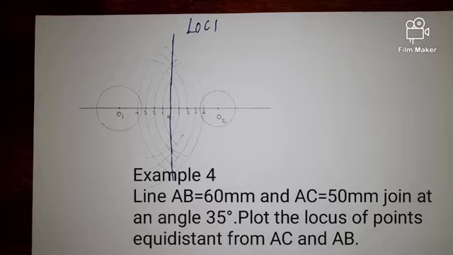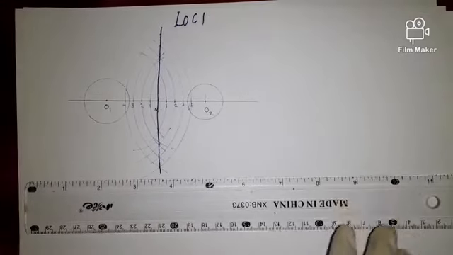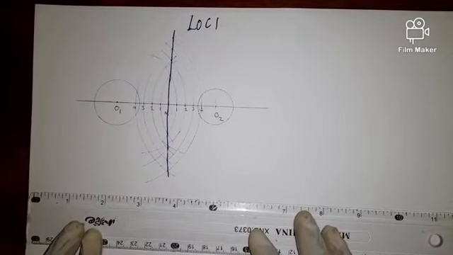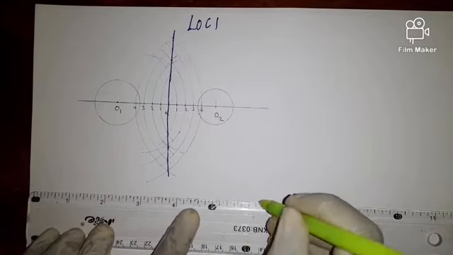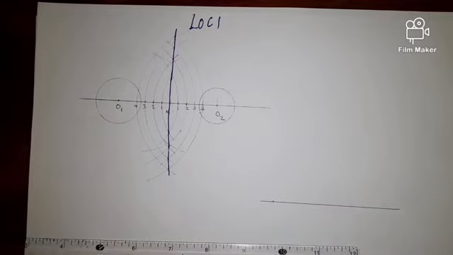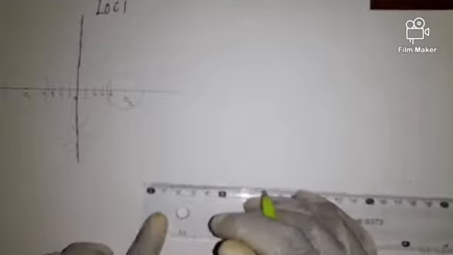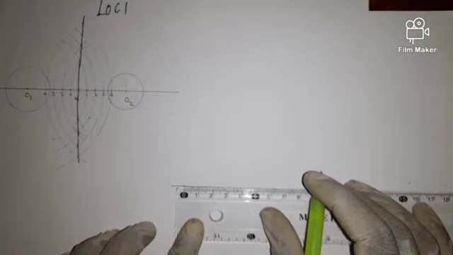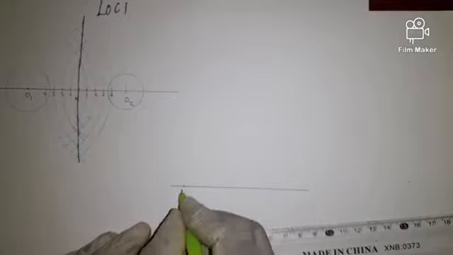So let's draw the lines. We can first of all have the first line starting from A. So we can say this is the first line and this is point A. AB, according to our question, is 60. We measure 60 millimeters. This is A, this is B.